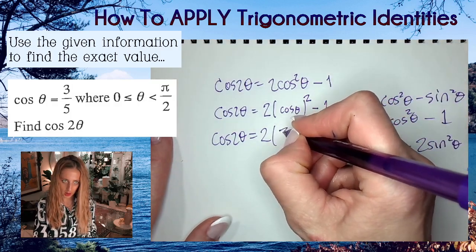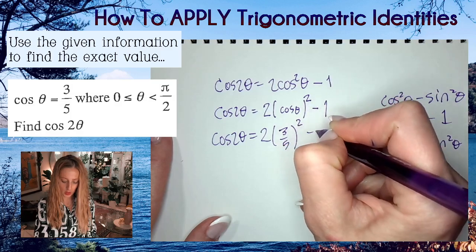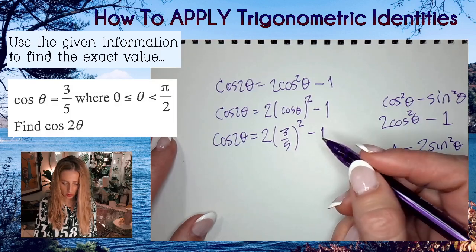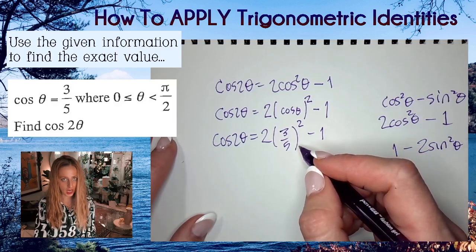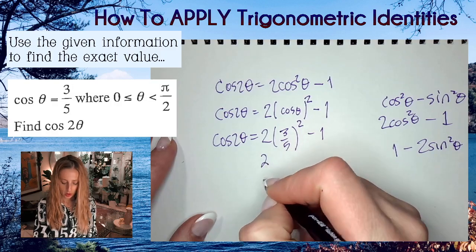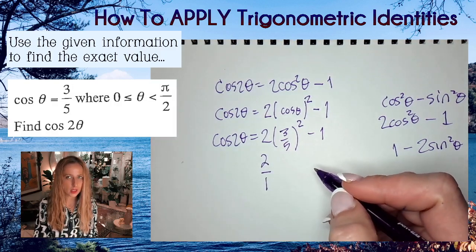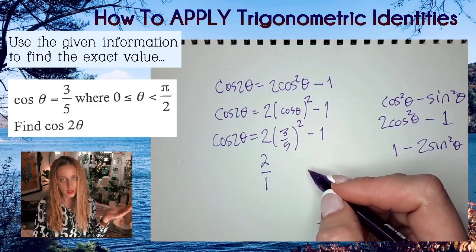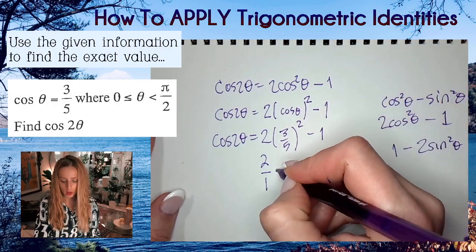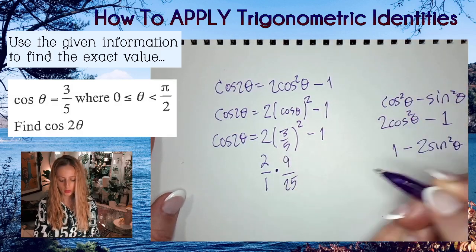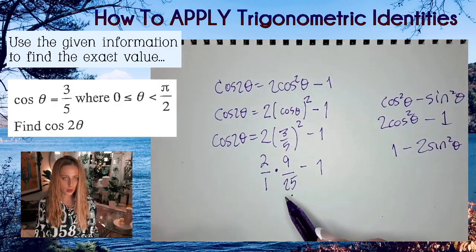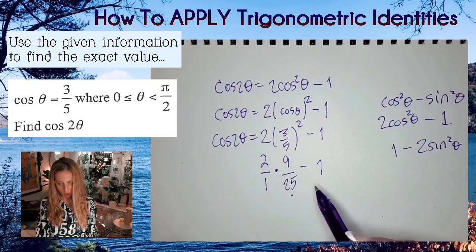Cosine theta is 3 over 5, squared, minus 1. 3 over 5 squared, not challenging. If you think it's challenging and you just grabbed your calculator, shame on you. Times 2, which is 2 over 1. It's not 2 on top and bottom. 2 on top and bottom is 1. Stop doing that. 9 over 25. Don't forget to square the 5. Minus 1. Can 2 reduce with 25? Always check that first. No, it cannot.